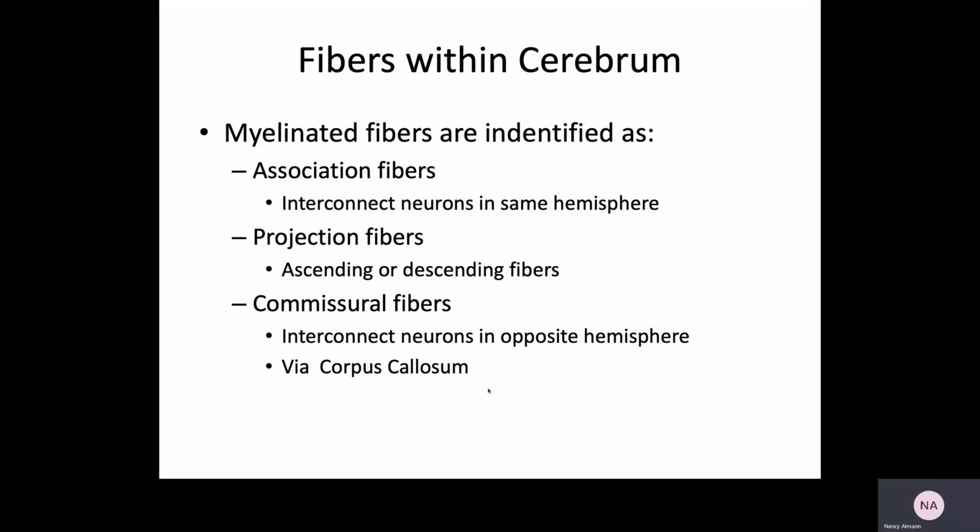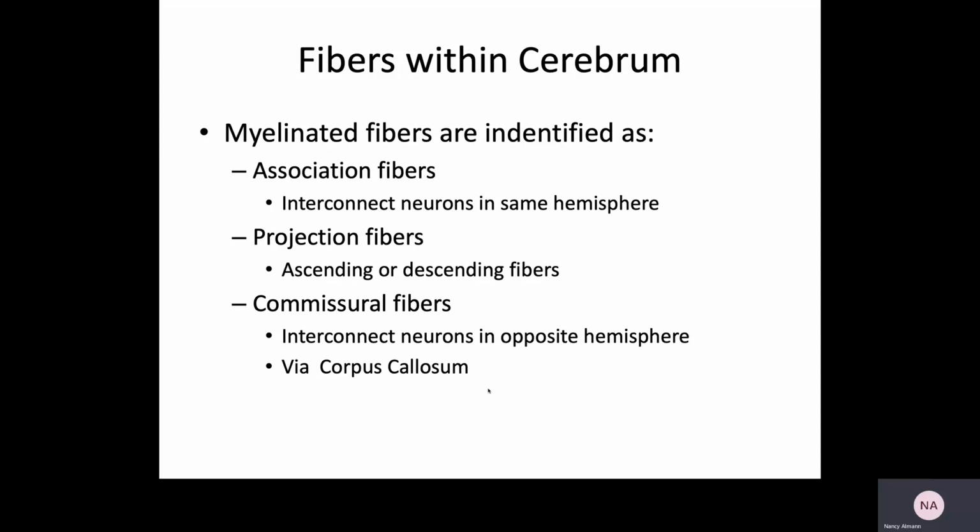Within the cerebrum, you're going to have various fibers. Myelinated fibers are those that have that lipoprotein around the axons, and they will be association fibers or projection fibers or commissural fibers. Association fibers are going to interconnect neurons within the same hemisphere. Projection fibers are going to be fibers that either ascend or descend. If you have ascending fibers, they are carrying sensory information. If you have descending fibers, they are carrying motor information.